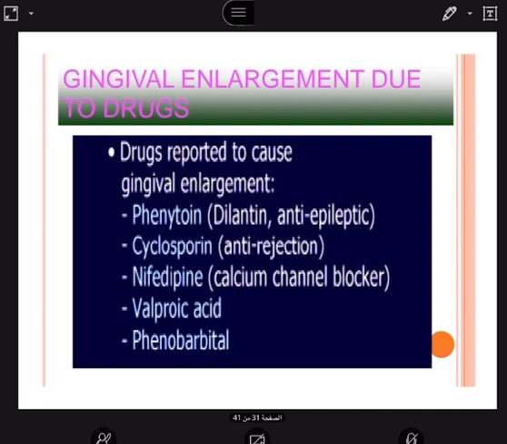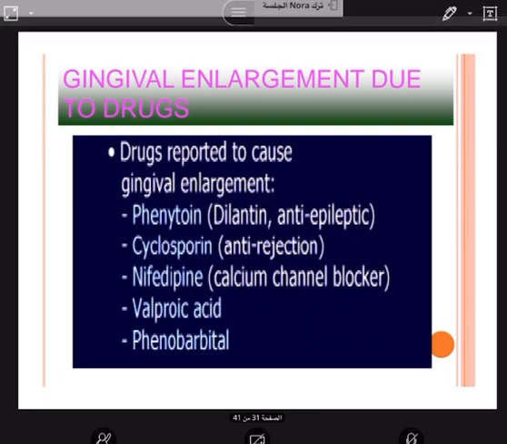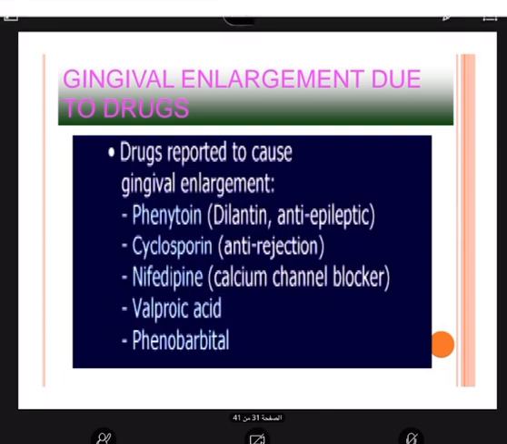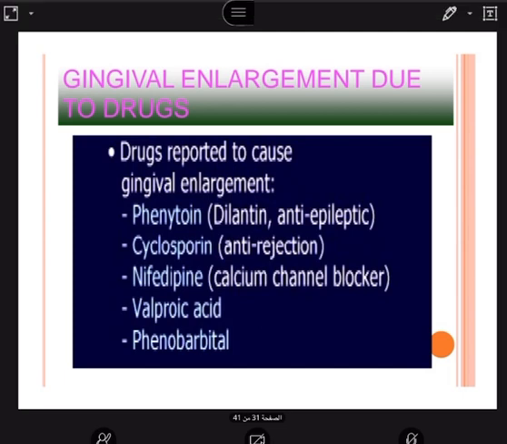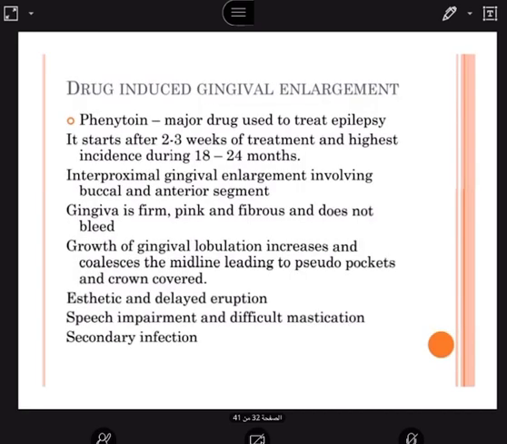Nifedipine, a calcium channel blocker, is a drug given to what? For a hypertensive patient, to lower blood pressure. This drug is also said to cause gingival enlargement. Valproic acid and phenobarbital are given for anxiety, to reduce anxiety, and for epileptic patients as well. Especially phenobarbital is given for both anti-anxiety and seizures. All these drugs have important medical uses, so we cannot immediately stop them. The side effect is gingival enlargement.